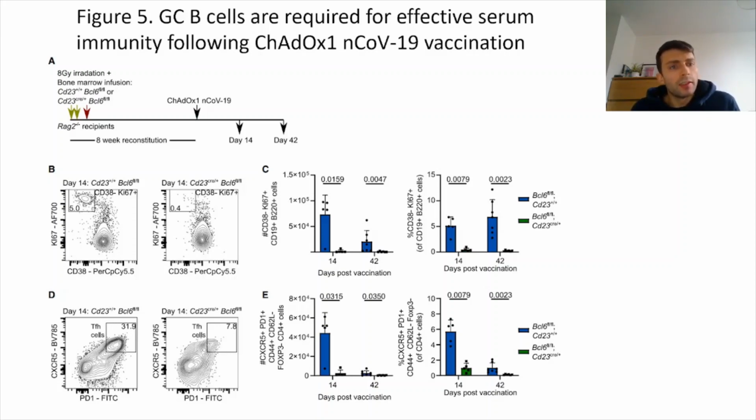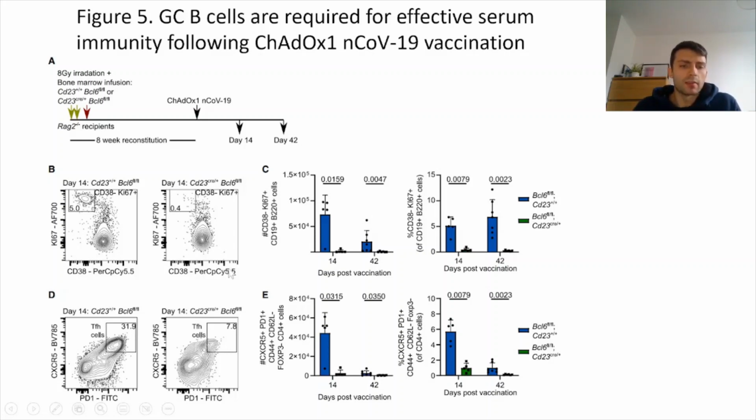So we performed the irradiation and bone marrow infusion. We allowed 8 weeks for reconstitution. Then we vaccinated with ChAdOx1 nCoV-19, and we looked at 2 downstream time points as previous. In B, we gated our germinal center B cells. This time we used Ki67 positive and CD38 negative B cells as our germinal center gate. And we showed that the mice which received CD23 Cre BCL6 floxed bone marrow had a deficiency in germinal center B cells. This is quantified in C.